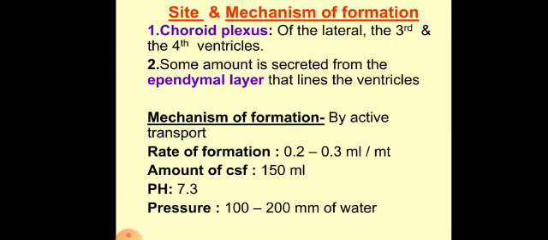Now about 50% of the CSF is produced by this mechanism. Please keep that in mind. 50% of the cerebrospinal fluid is produced by the choroid plexus of what? Of the lateral and the third and the fourth ventricles. And please remember that it's mainly from the lateral ventricles that the CSF is produced, and 50% of the CSF is being produced by this mechanism.